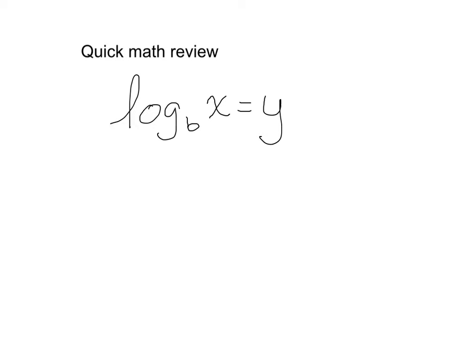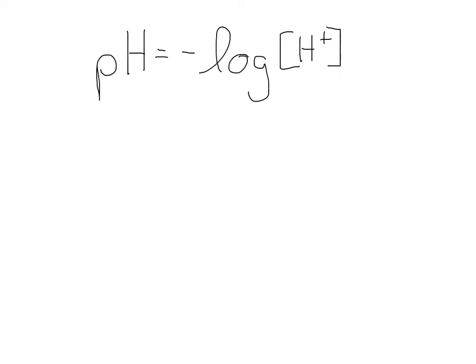Let's review changing between logarithmic form and exponential form from math. The base of this log is b. So to convert this to exponential form, it means the base b raised to the y power, what the logarithm is equal to, x. And we can use the same format to convert between the concentration of H+ ions and pH.